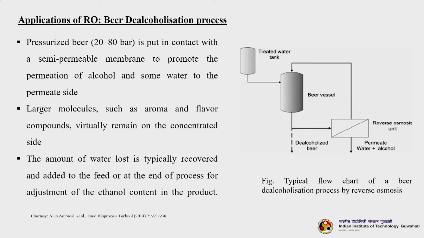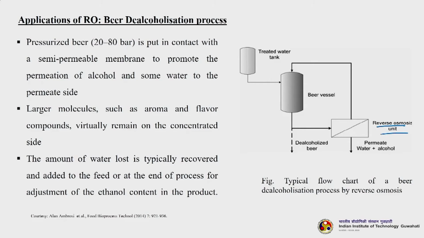So, that is another thing to be taken care of when you are going for de-alcoholization. So, pressurized beer at 20 to 80 bar is put in contact with a semi permeable membrane. Okay, here this is an RO unit, right, to promote the permeation of alcohol and some water to the permeate side.